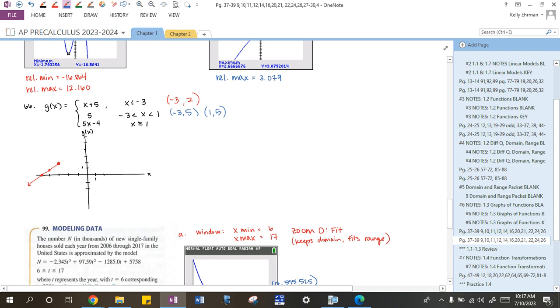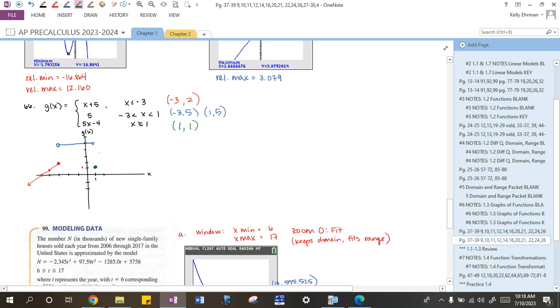1, 2, 3, 4, 5. So negative 3, 5 gets an open circle here. And then 1, 5 gets an open circle, horizontal line. And finally, we have a graph that has a slope of 5 and a y-intercept of negative 4, but we're beginning at x equals 1. So if you plug 1 into that, 5 minus 4 is 1. Plot this with a closed circle because x is greater than or equal to 1 right here. So this point is on this section. 1, 1.